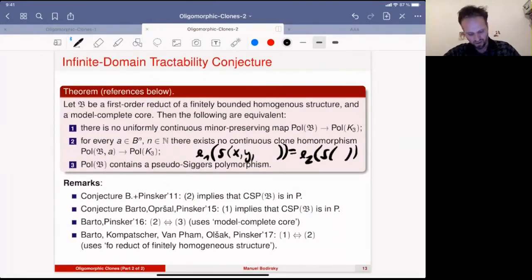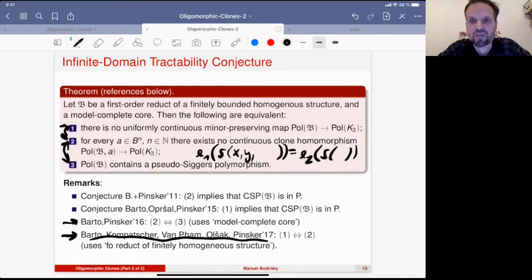All right. So the equivalence between 2 and 3 is from the paper of Libor and Michael. Here it's important that we have this assumption of model complete core. The question whether the negation of 1 implies, whether 1 implies polynomial is sort of also in the Wonderland paper, and it's a stronger hardness condition. And then there was a paper where many authors proved that the conjecture 1 and 2 are equivalent if you are a first-order reduct of a finitely bounded homogeneous structure. So that's where we need the other assumption in my theorem.